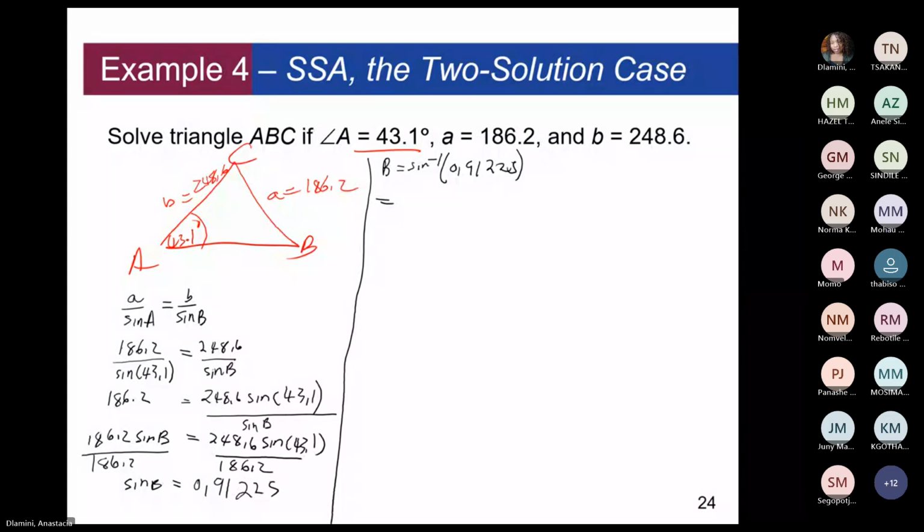65.82 degrees. Let's see how many decimals. Look at the angle on top. How many decimals is it? One decimal. So meaning it will be 65.8 degrees. And then, what do I do next?